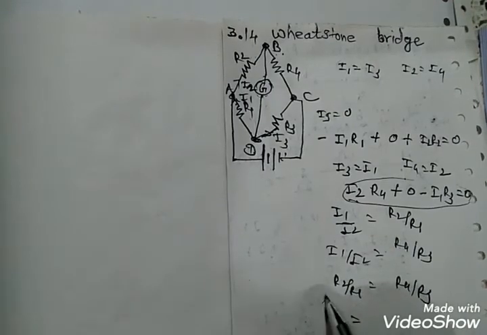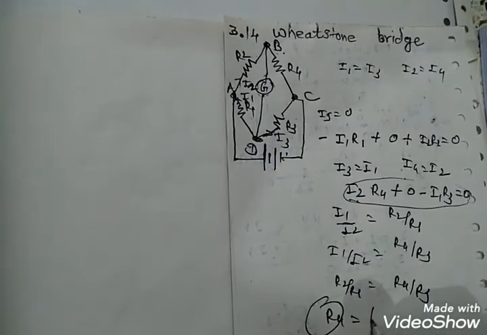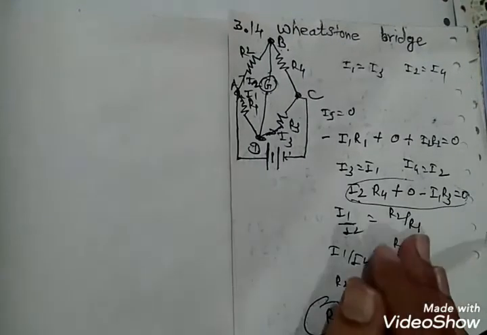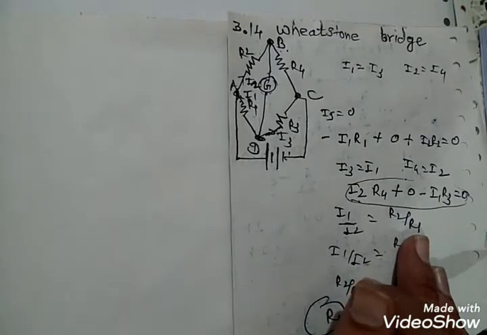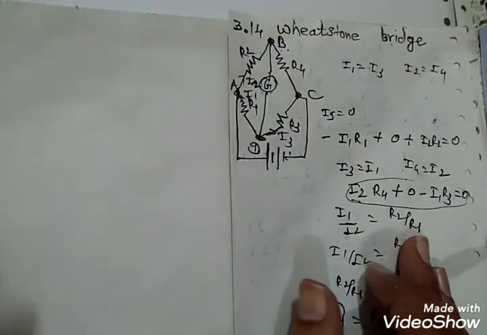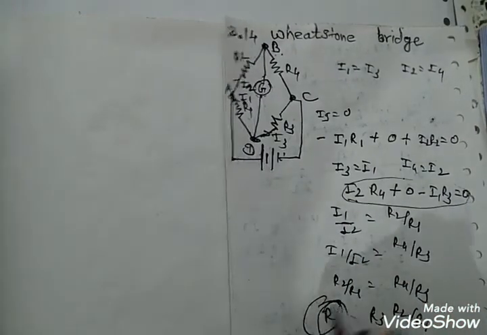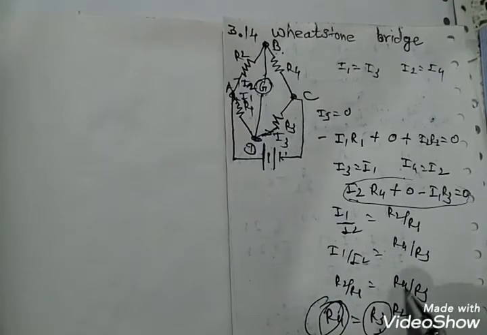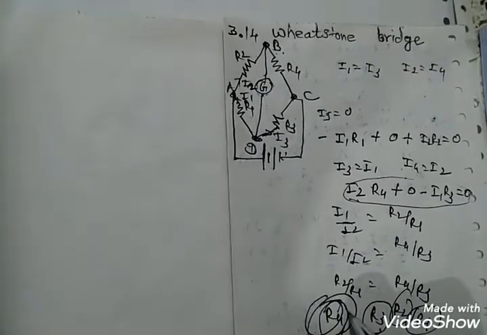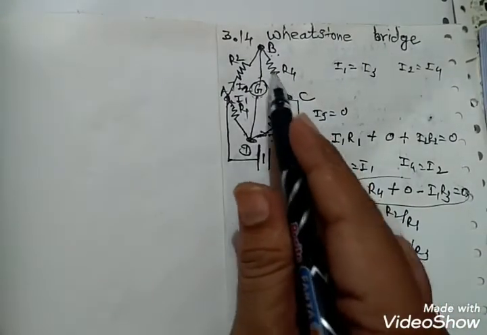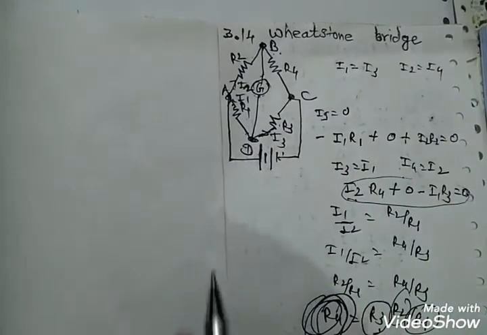So here R4 is equal to, suppose, the unknown resistance, so R4 is equal to R3 R2 upon R1. A practical device using this principle is called a meter bridge. It will be discussed in the next section. Here R4 is the unknown resistance. We have three known resistances, so we can find the fourth one.